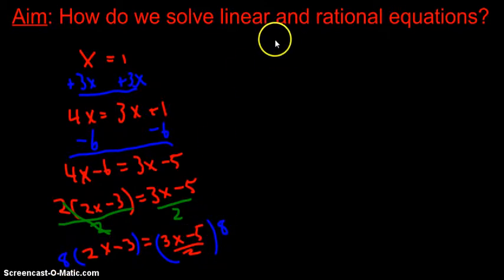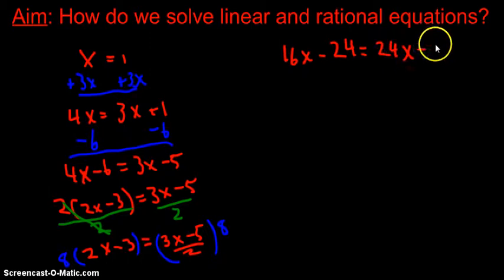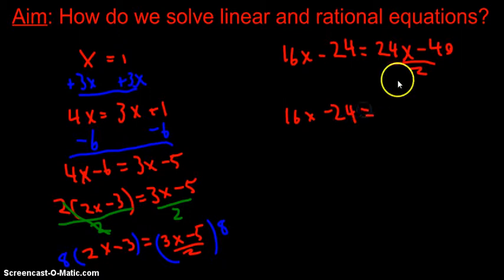And we'll wind up with 16x minus 24 is equal to 24x minus 40 over 2. We can simplify any expression in the process, so that would be 16x minus 24 is equal to 12x minus 20. So let's just solve this. We know the answer is 1, so let's just do that real fast.